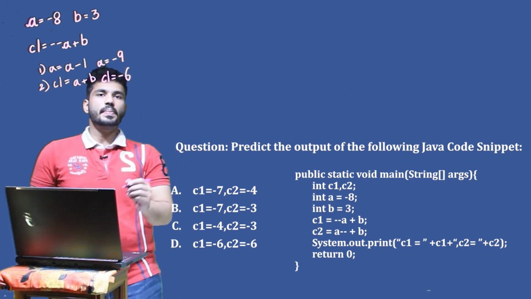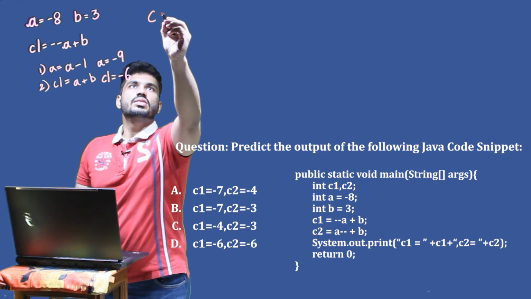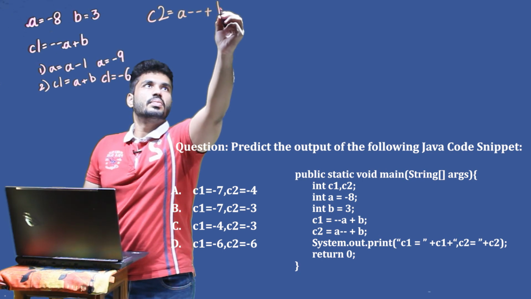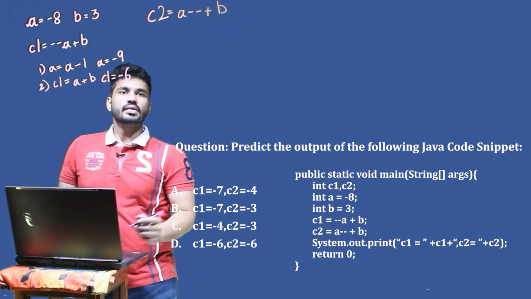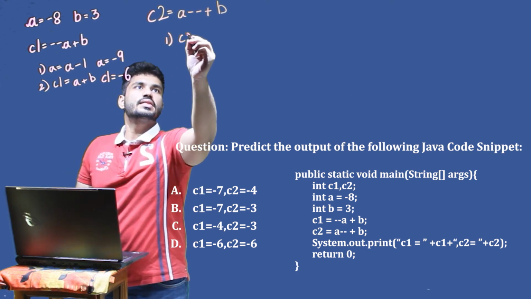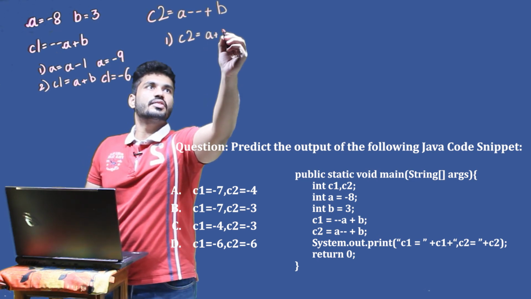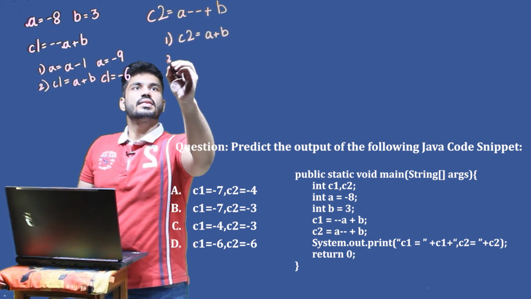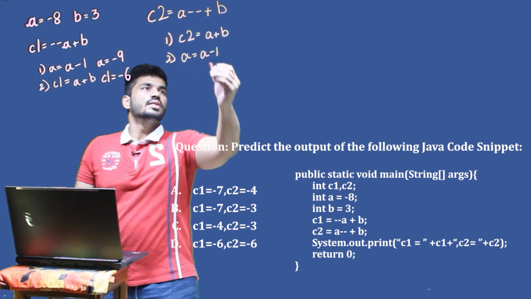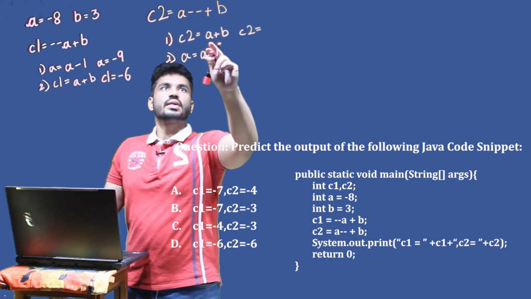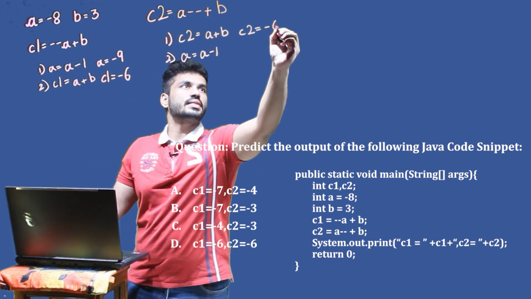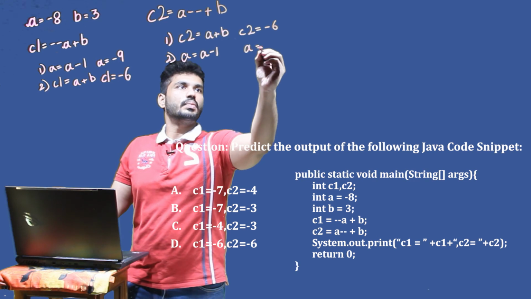Now C2 is equal to A minus plus B. This is a postfix operator, so this command can again be broken into two commands. The first one will be C2 is equal to A plus B. The second one will be A is equal to A minus 1. So here C2 will be calculated with A equal to minus 9 and B equal to 3. So minus 9 plus 3, that is minus 6. And A will be equal to minus 10.